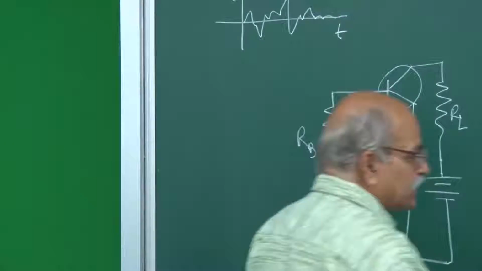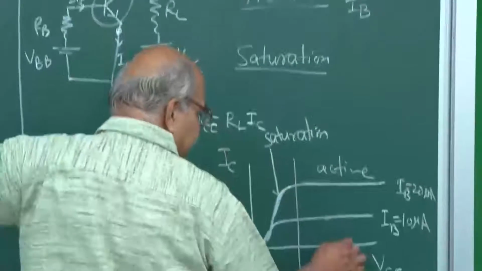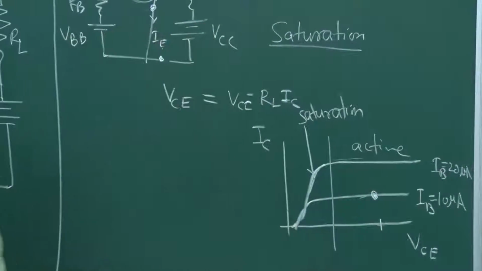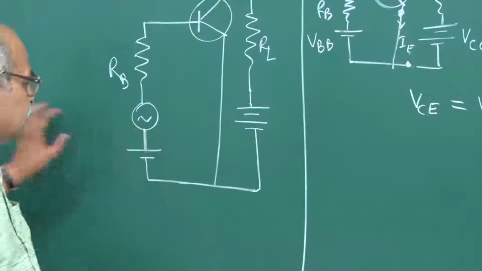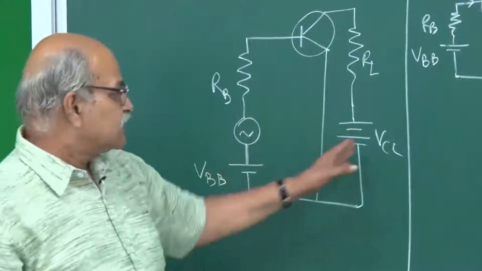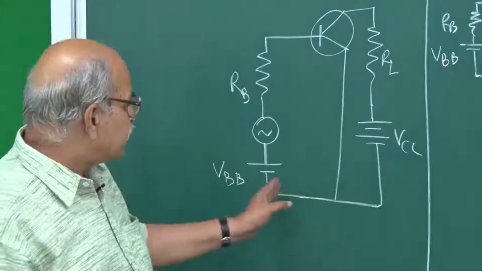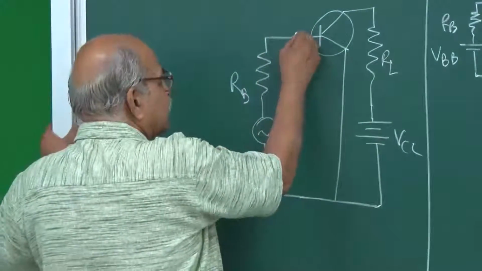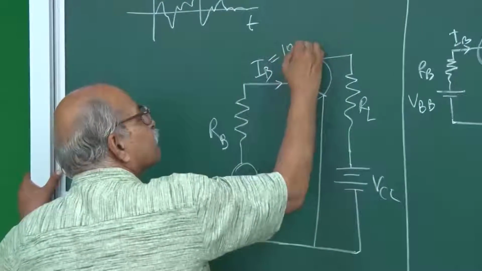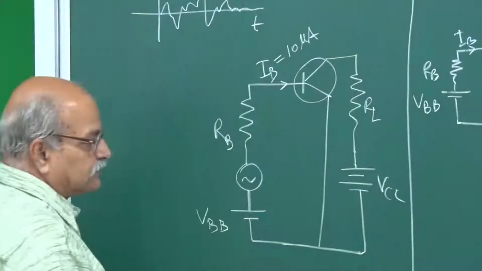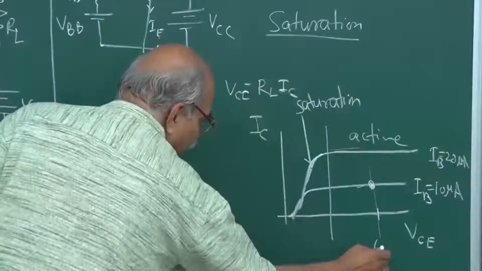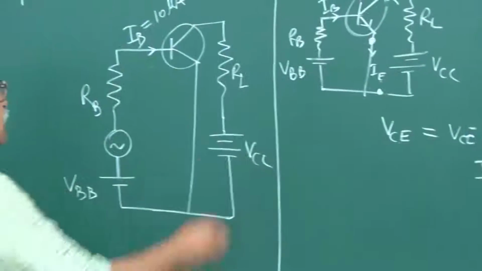So, in this diagram, let us say I am somewhere here when there is no signal. That means when this signal is 0, then this VCC and this VBB have such values that the base current is, this is the base current, say 10 microamperes, and this VCE is something, maybe let us say 4 volts. So, this VCE is 4 volts from here to here.